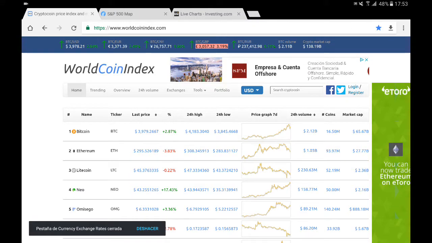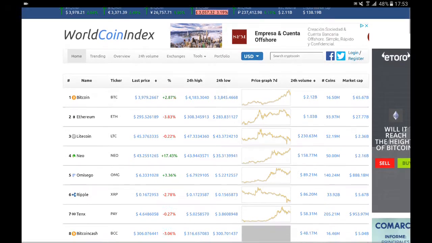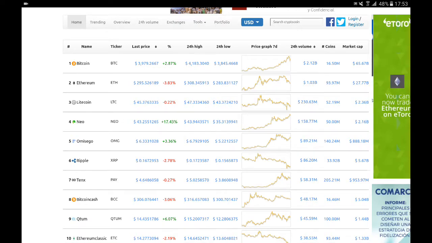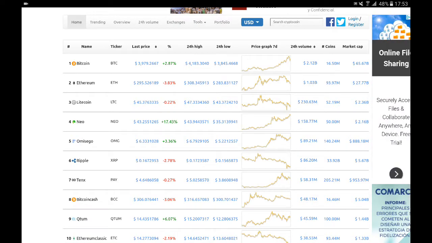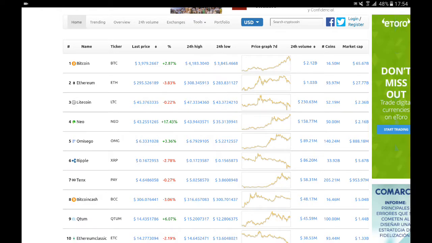Let's move on. Now let's have a look at the World Coin Index, and we're only gonna focus on the top 10, because there are a lot of cryptocurrencies and we don't have enough time to focus on all of them. So number one, here we can see clearly Bitcoin, but on this particular page, I don't know if the price is up to date. So please bear with me.